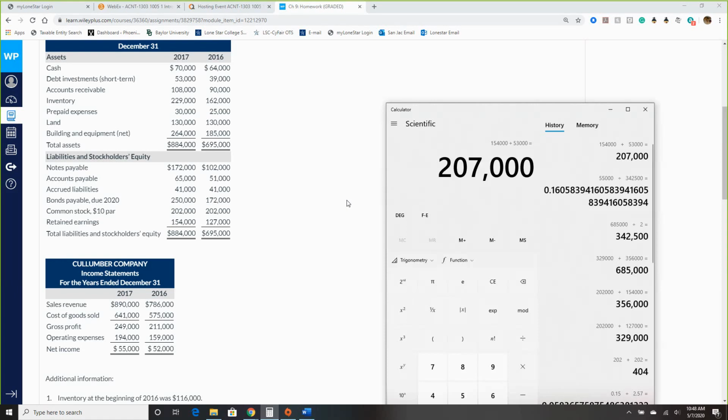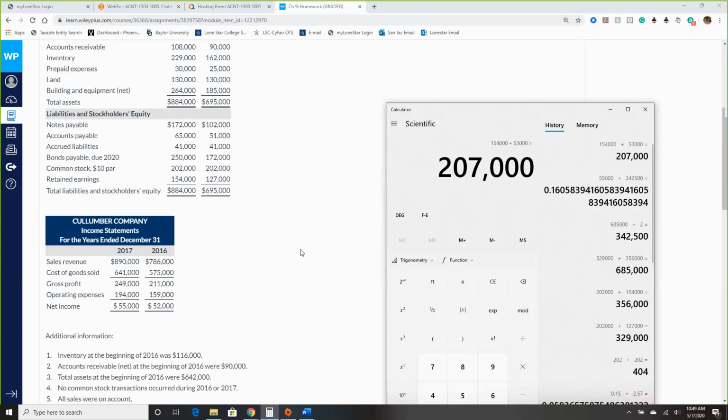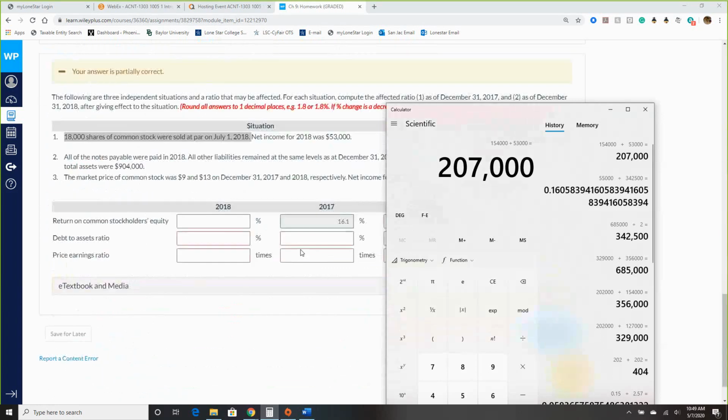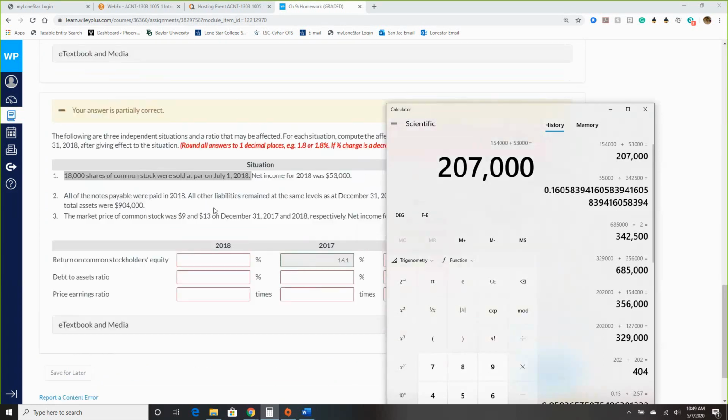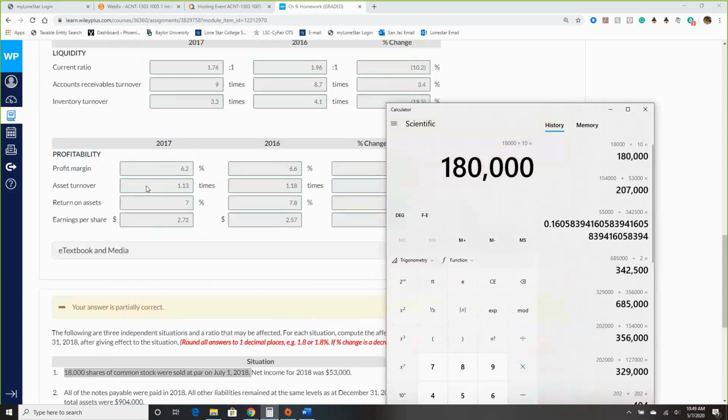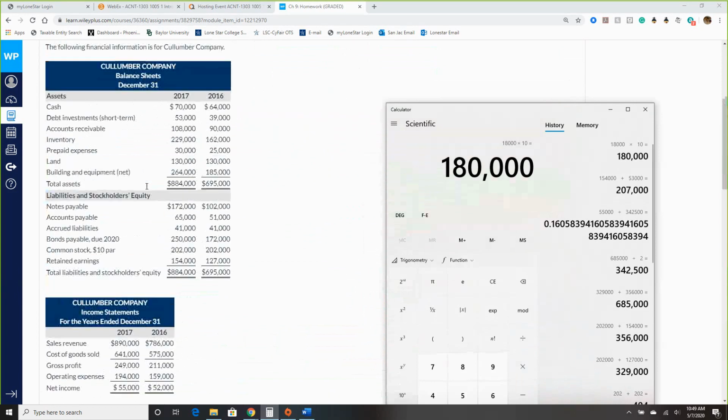I think that's all I can do right there. So we don't know how much dividends were issued. Okay. We also know that they issued out more common shares. So again, 18,000 times 10. So additional 180 plus 202. So they had that many shares.